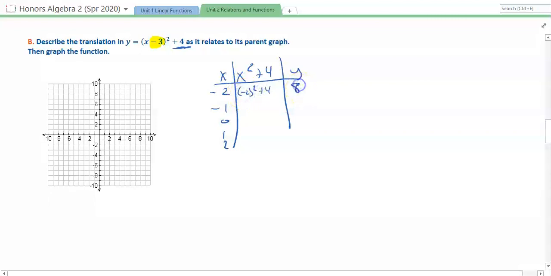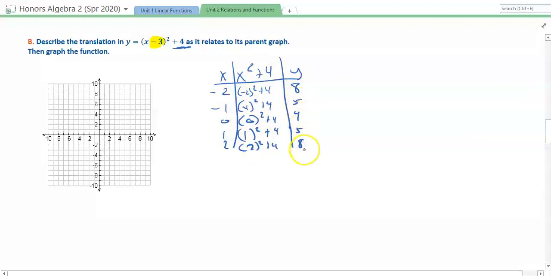4 plus 4 is 8. And then I do -1 squared plus 4, so that's 1 plus 4 is 5. And 0 squared plus 4 is 4. And 1 squared plus 4 is 5. And 2 squared plus 4 would again give us 8. And so when I think about it without the +4, I would just get 4, 1, 0, 1, and 4.